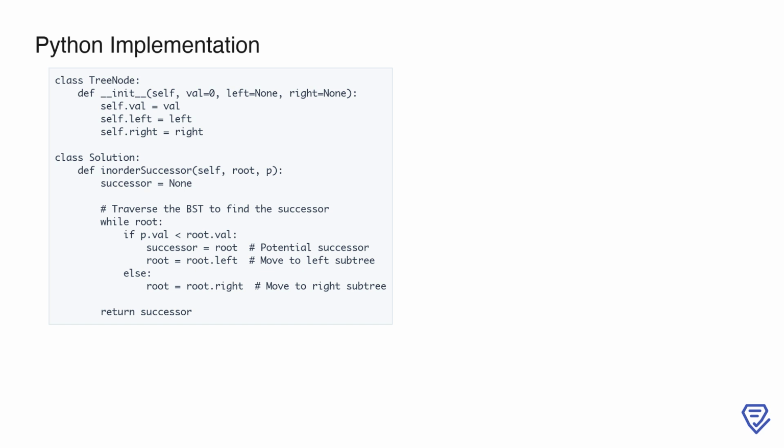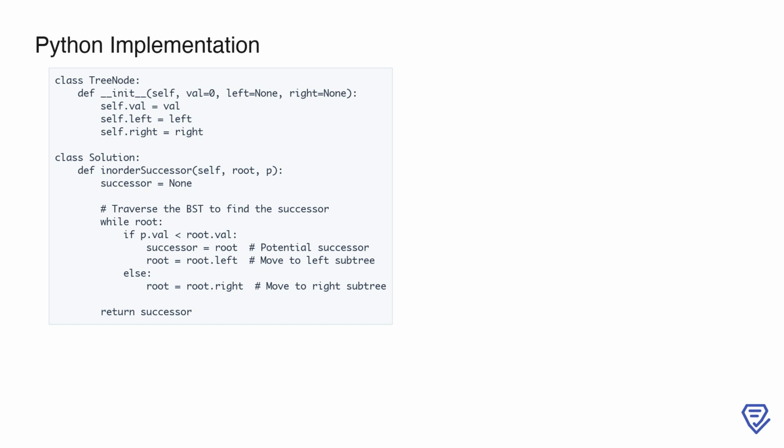4. Traversal logic. The algorithm uses a while loop to traverse the BST. If the value of the target node P is less than the current node, root.val, the current node is a potential successor because it is larger than P. We store this node in successor and move to the left subtree to check for smaller potential successors. If P.val is greater than or equal to root.val, we move to the right subtree because the in-order successor must be larger than P. 5. Return result. Once the traversal is complete, the successor variable contains the in-order successor of P if it exists. If there is no successor, the method returns None.